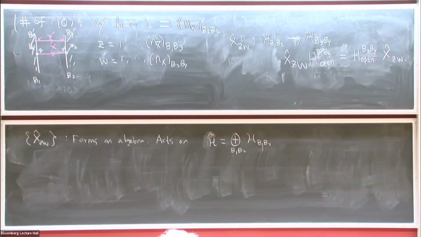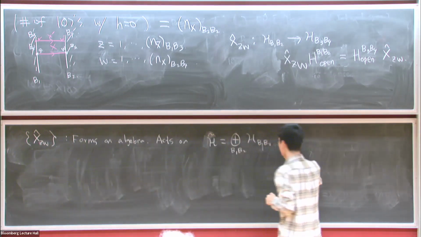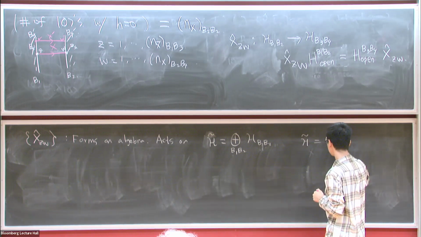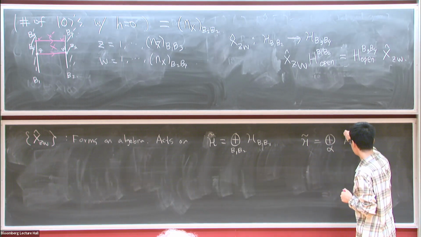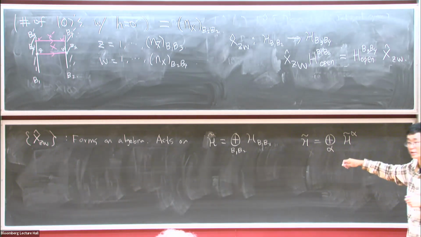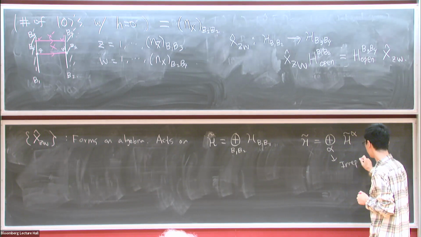We're going to discuss some applications later on, but the main question we want to ask is this: this algebra acts on this Hilbert space, and then you expect your Hilbert space to decompose into, say, irreducible representations of this algebra. So this alpha labels irreps of this algebra.